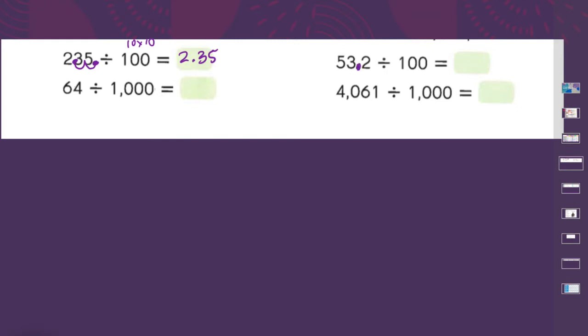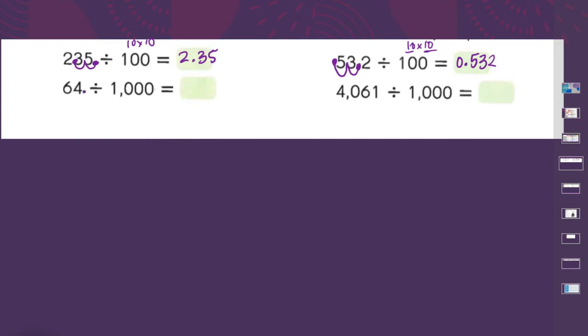And let's look at 53.2 divided by 100. Okay, here's my decimal point, and I'm dividing by 100. I know 100 is 10 times 10, so I'm going to be moving my decimal point to the left 2 places. 1, 2. And so 53.2 divided by 100 is 532 thousandths.